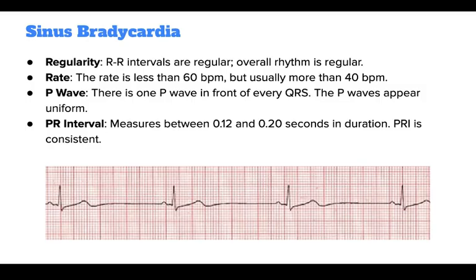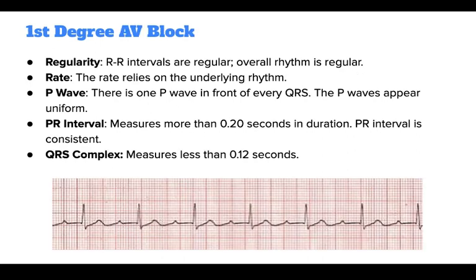So, sinus bradycardia can be identified. The regularity of it is the RR intervals are regular, overall rhythm is regular. The rate is less than 60 BPM, but usually more than 40 BPM. As far as the P wave goes, there's one P wave in front of every QRS. The P waves appear uniform. And for the PR interval, it measures between 0.12 and 0.2 seconds in duration. PRI is consistent.